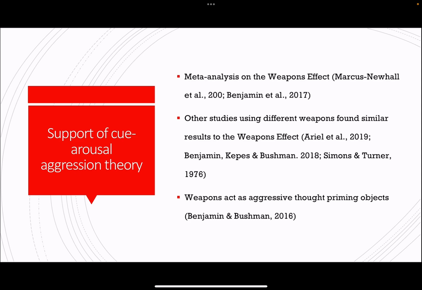ensuring internal validity. According to theoretical models, aggressive cue objects such as weapons prime the accessibility of aggressive thought, increasing the likelihood of aggression. This is further supported by the meta-analysis by Benjamin et al. 2018 that examined the weapons effect and suggested that the presence of weapons reliably increased aggressive cognition and hostile threat appraisal.